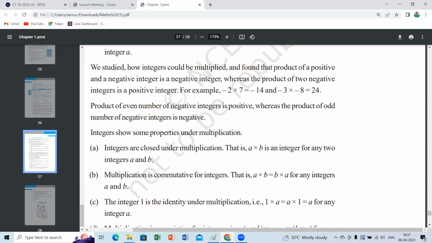First point, integers are closed under multiplication. That is, a into b is an integer for any two integers a and b. Second point, multiplication is commutative for integers. That is, a into b equals b into a for any integers a and b. Third point, the integer 1 is the identity under multiplication. For example, 1 into a equals a into 1 equals a for any integer a. Yeah, very good.